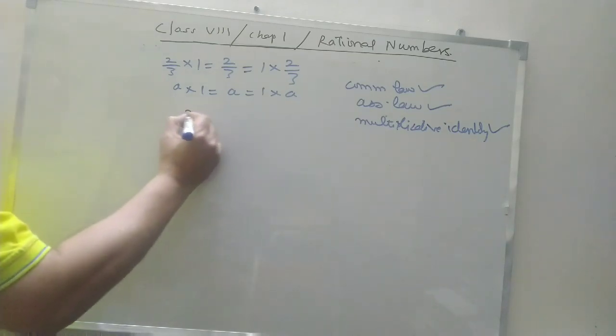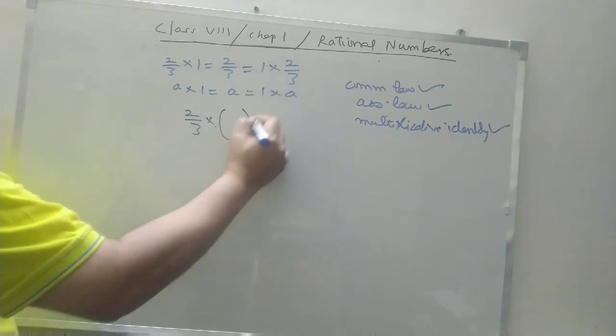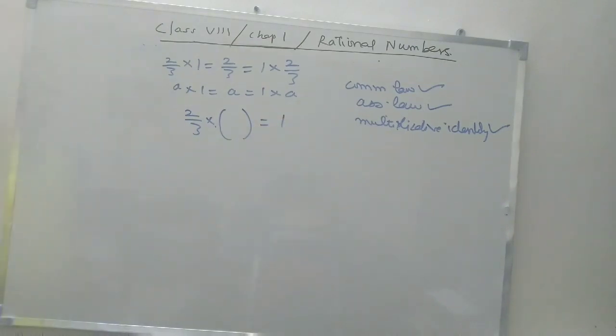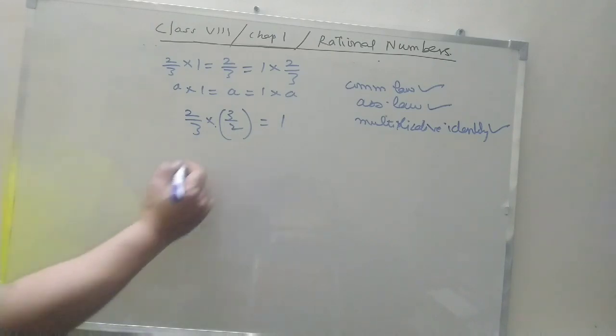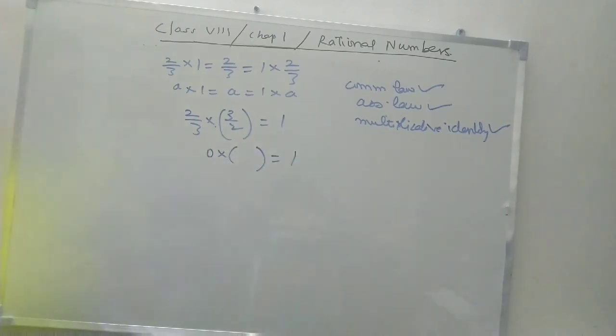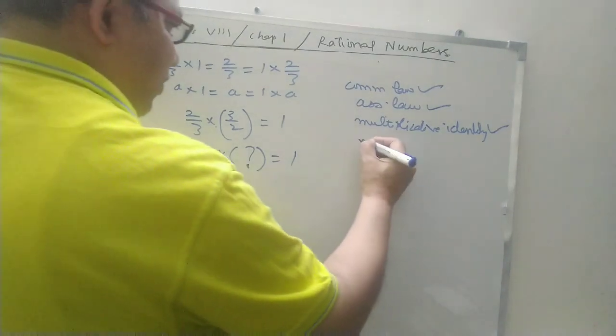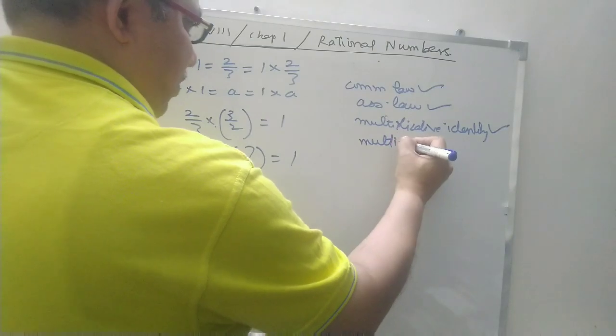Is there a multiplicative inverse, and is it going to be true for all the values? Can I multiply 2 by 3 by something which will give me 1? Yes, I can. That is 3 by 2. Is the reverse true? The reverse is also true. You can easily verify it. But what about 0? Can I multiply 0 with something which will give me 1? Can you think of any such number? No, no such number exists. So multiplicative inverse exists for all the numbers except 0. So we don't say multiplicative inverse exists.